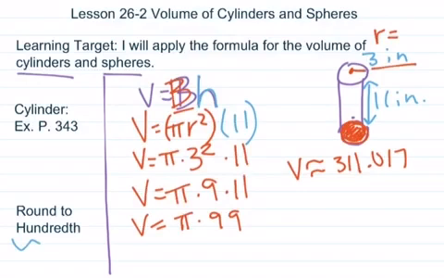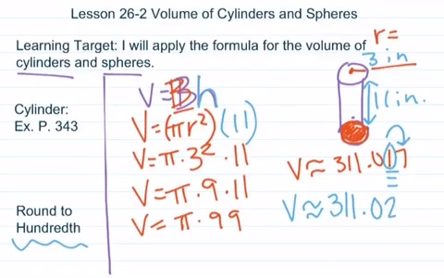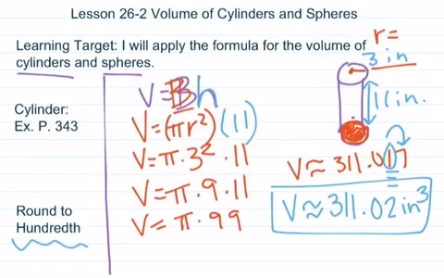311.017. Now, I'm going to round to the hundredth. The 1 is in the hundredths place, so I look next door at my 7. Since it's 5 or greater, this 1 goes up to a 2. So volume is 311.02 inches cubed. Okay, volume is always units cubed. So this is the space inside your little water fountain here, this cylinder. Okay, so that's volume of a cylinder.